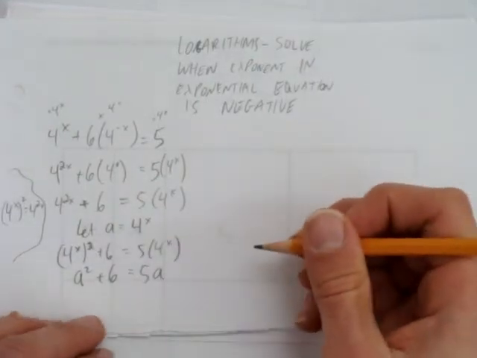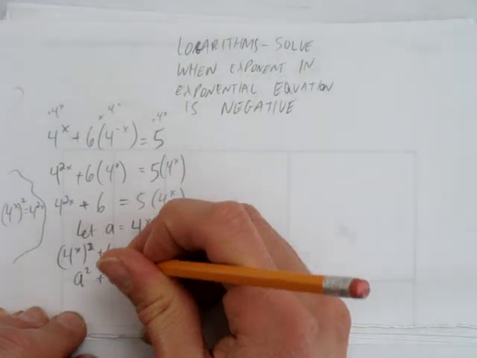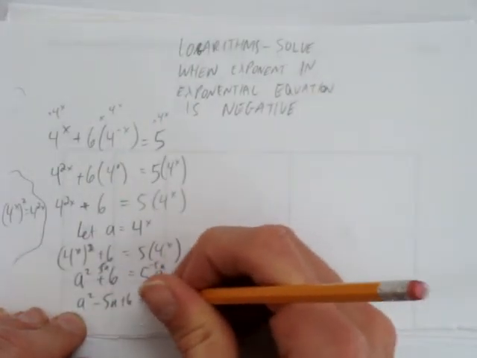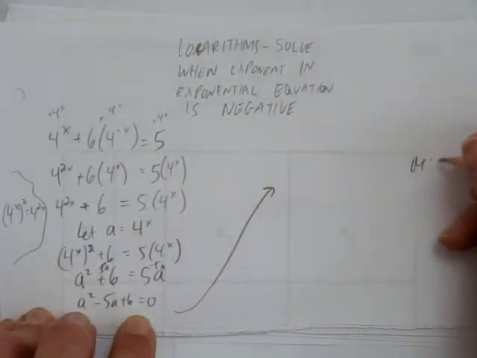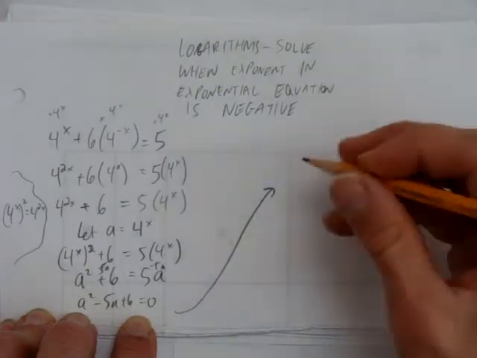A nice simple quadratic. Let's move this 5a to the other side by subtracting, and we get a squared minus 5a plus 6 equals 0. And that's good because now we just need something that multiplies to 6 and adds to negative 5. The numbers are negative 3 and negative 2 because they multiply to positive 6 but add to negative 5.